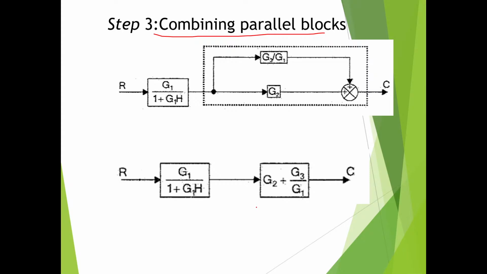So you can follow any method. If you follow the rules, that is more than sufficient. Method is not important. Following the rules for reducing the block diagram is important. Now what is step number 4? Step number 4 is what?